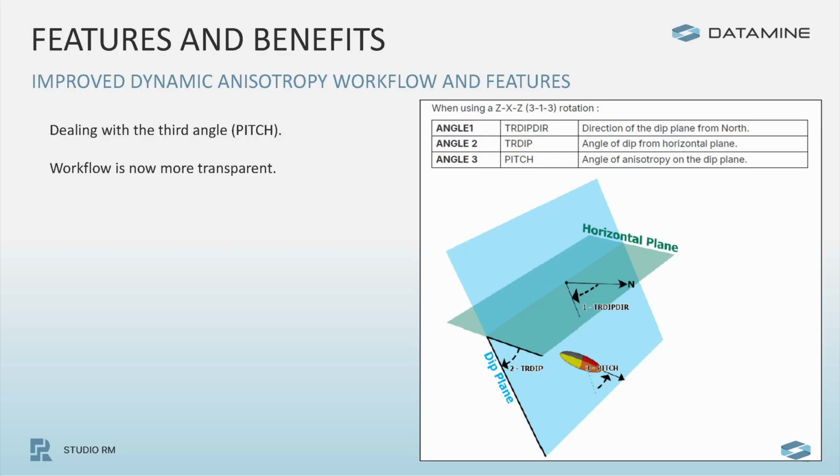I am going to get a little bit technical here. Don't worry, we have a white paper in our support portal that you can download and read. But this is effectively a chat about dealing with the third angle. With our angles 1, 2, 3, our Datamine rotation that we use by default is 3, 1, 3. As geologists, we tend to reference these angles as true dip direction, true dip and pitch, not plunge. So when you're writing a support ticket about this, if you're using plunge, not judging you that much, but we would like you to use pitch.